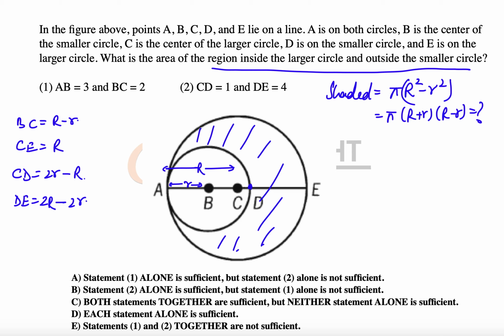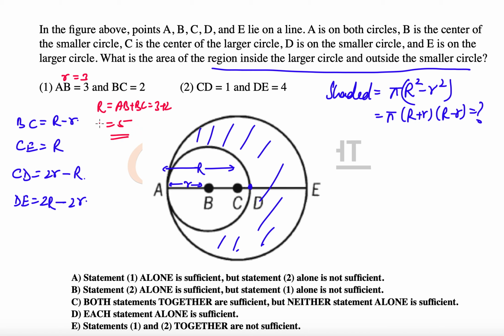Now we have to see the statements and see how the statements are sufficient or not sufficient to answer the question. Let's check the first statement. The first statement says that AB is equal to 3 and BC is equal to 2. So AB, that means the smaller radius, is equal to 3, and BC means we can find out the capital R is equal to AB plus BC, which is equal to 3 plus 2, that is equal to 5.